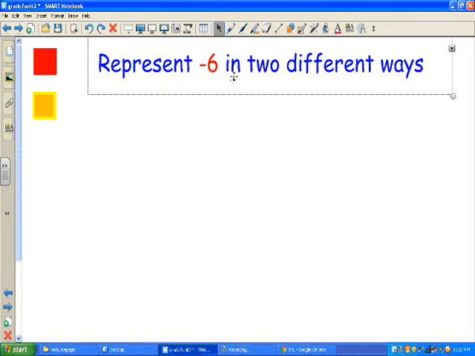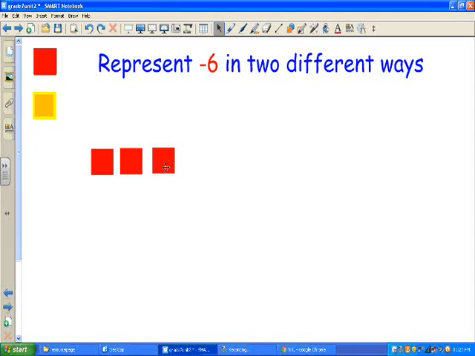So let's try to represent minus 6 in two different ways. Well, the easy way to represent minus 6 is to just simply take 1, 2, 3, 4, 5, 6. Now this here will represent minus 6. Now how can we represent it in another way? Well, remember what we said. If you put one of those and one of those together, they really mean nothing. They're zero pairs. They cancel each other out.